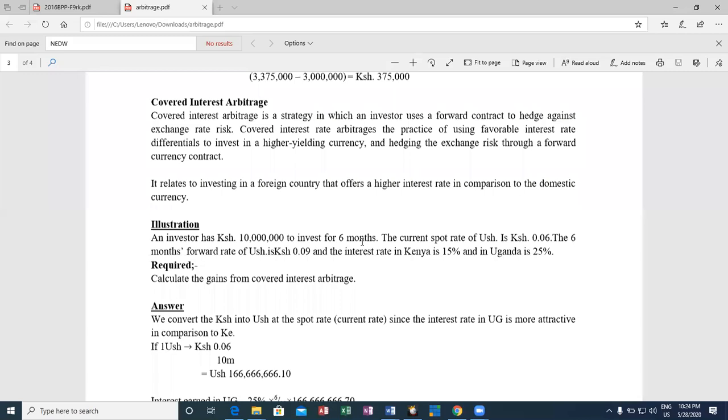Now, I want you to exchange this straight away to Uganda shillings. You can see Uganda has a bigger interest rate. So I would rather convert my money to Uganda shillings and invest this money in Uganda shillings. So convert this at spot. I want to see whether the students will be able to convert at spot.